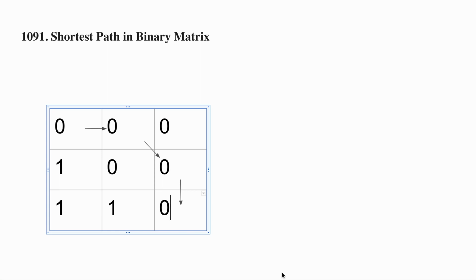In this video, we will be solving LeetCode problem number 1091, shortest path in a binary matrix. In this problem, we are given a square matrix of size n, that is, an n cross n matrix, and we have to move from the starting point, that is 0, 0, to the end point, that is n minus 1, n minus 1.